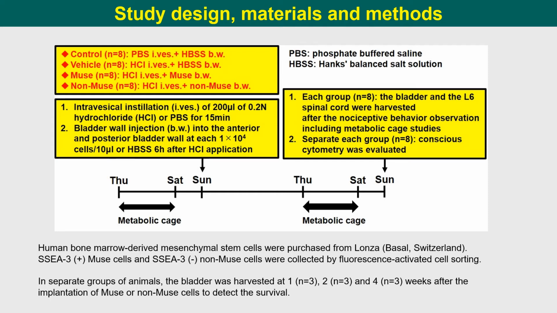This slide shows the protocol of this study. Human bone marrow-derived mesenchymal stem cells were purchased from Lonza. CD3-positive Muse cells and CD3-negative non-Muse cells were collected by fluorescence-activated cell sorting. We used four groups of animals, including control, vehicle, Muse, and non-Muse cell. In separate groups of animals, the bladder was harvested at 1 to 4 weeks after the implantation of Muse or non-Muse cells to detect the survival.